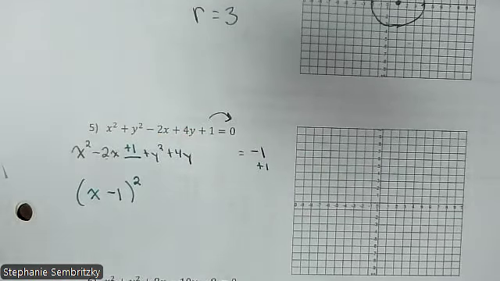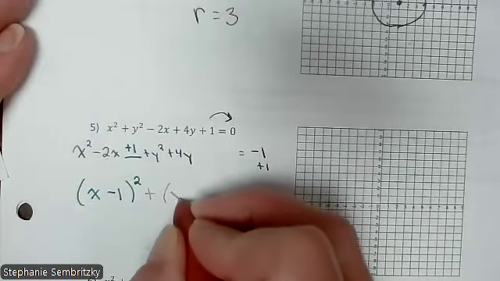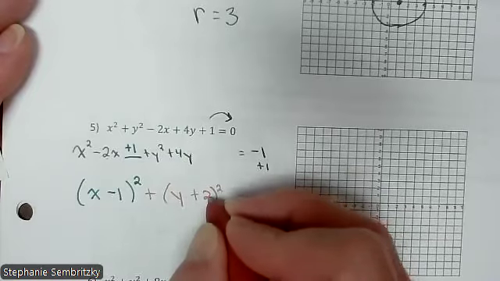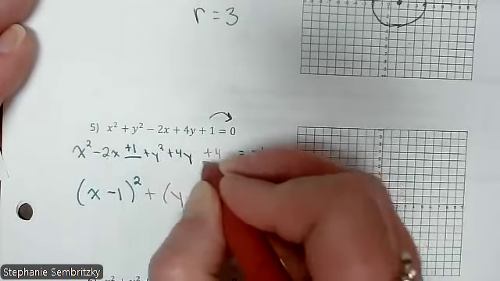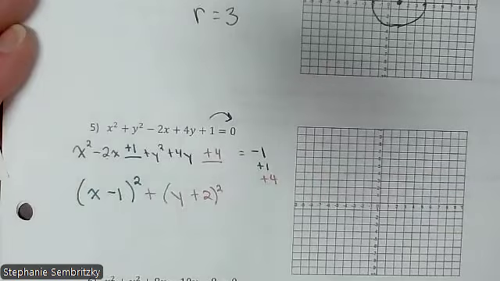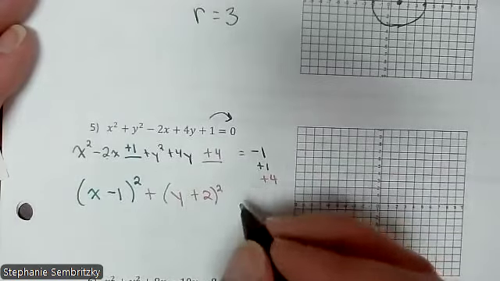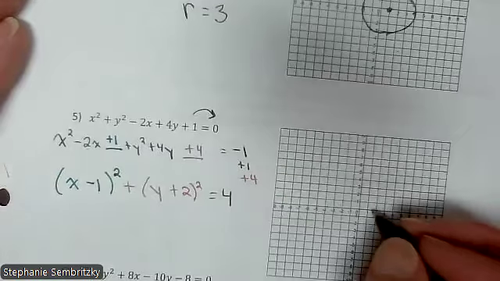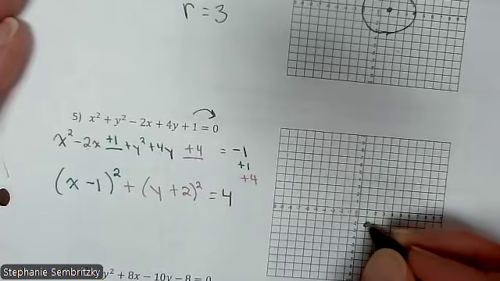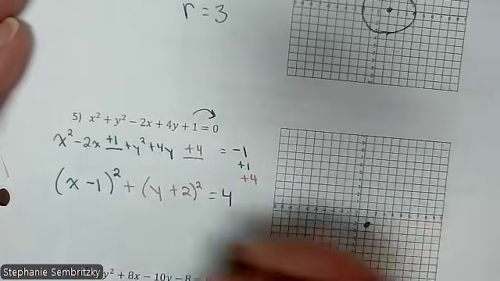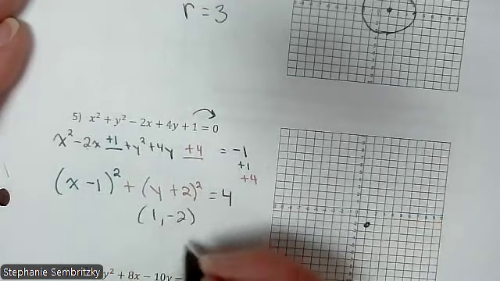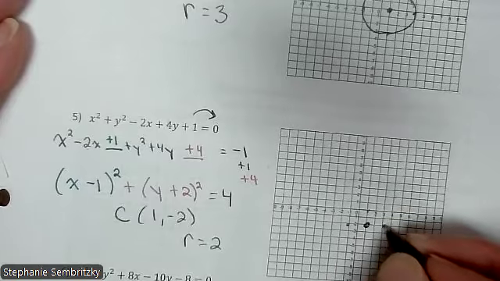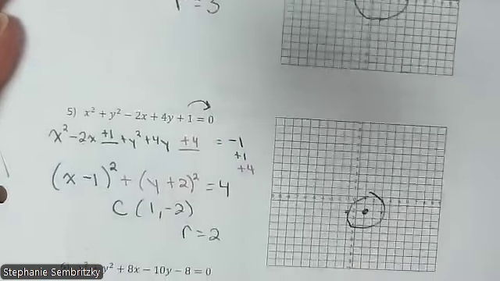If I do the same process with the y's, the middle number is a 4, so half of that is 2. 2 squared is 4. And when I add up my numbers on the right side, negative 1 plus 1, then plus a 4, I get 4. So 1, negative 2 is the center, and the radius is 2. So up 2, over 2, so 2 out each way.